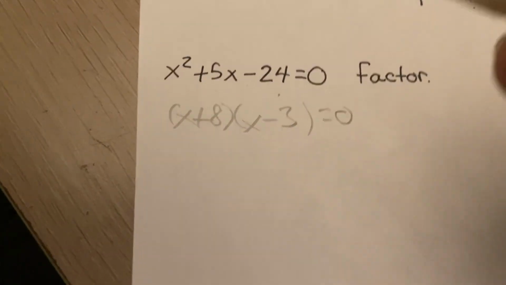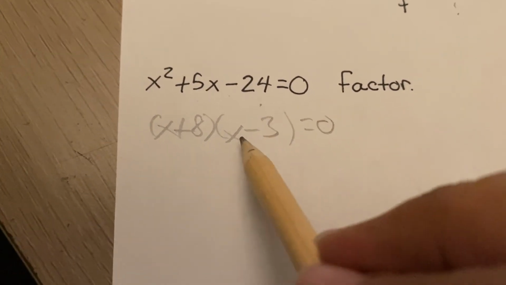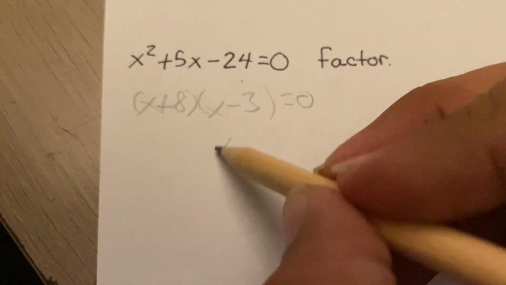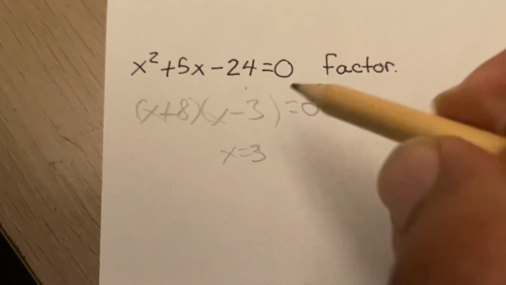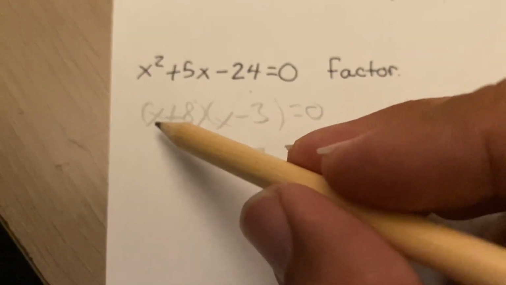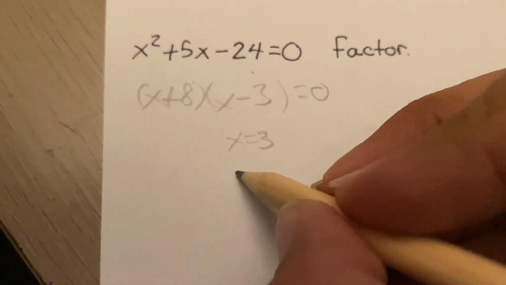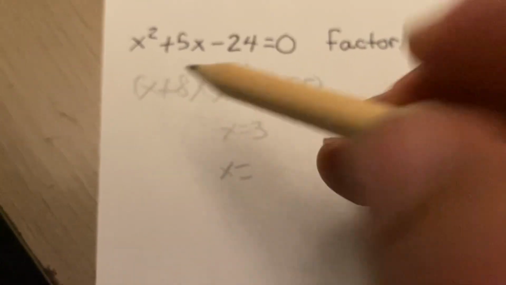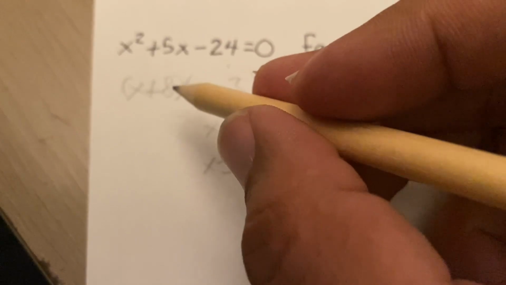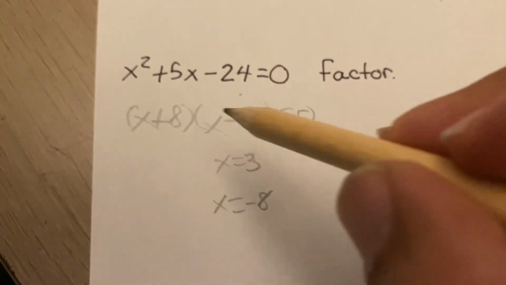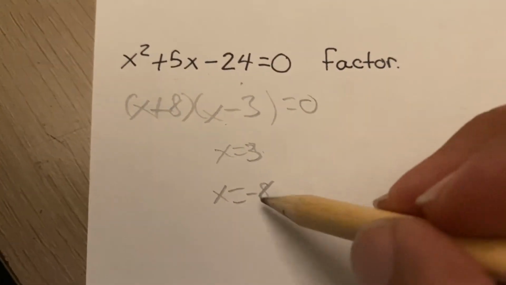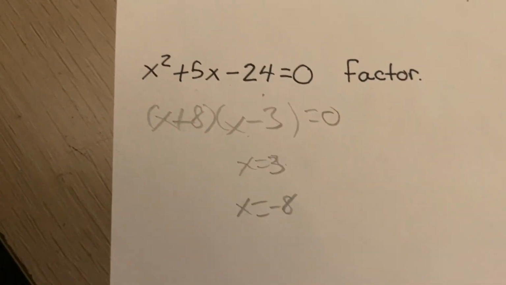And that equals 0. So what would make this equal 0? What number could I put in here that will make this 0? If x equals 3, okay? If I put 3 in here, it's going to be 3 minus 3, that's 0. 0 times 11 is going to be 0. So that makes it 0. But there's another solution. What if I made this one 0? So if I put a negative 8 in this equation, negative 8 plus 8, that's going to make 0. 0 times negative 11, that's going to make 0. Boom. So these are both of the solutions.